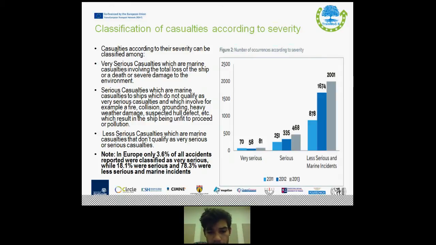With regard to the serious casualties, in 2011 we had 251 serious incidents, in 12 respectively 335, while also for 2013 we had an increase that reached the 468 serious casualties. Finally, the less serious and marine incidents, which consist of the larger part of the casualties reported for 2011 were 878. For 2012 there was a sufficient increase which reached 1,674 incidents, while for 2013 we had again a considerable increase, reaching 2001 less serious casualties and marine casualties.